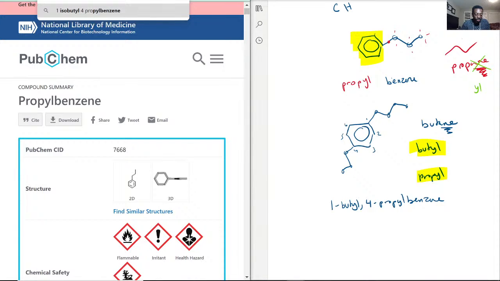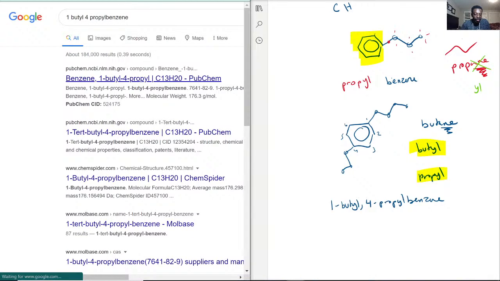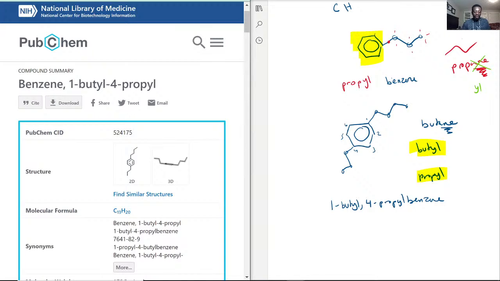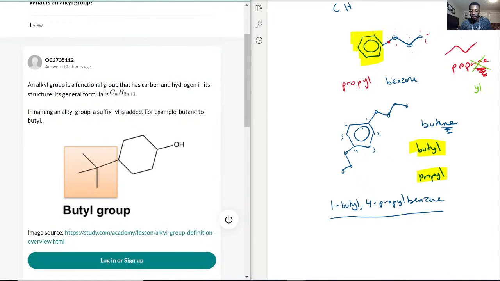I don't want isobutyl because that's a little bit of a different one. 1-butyl, 4. Yep, there we go. It has the longer part on top and then the shorter part at the bottom, but exactly 1-butyl, 4-propylbenzene. But that right there is just an example and breakdown of how these alkyl groups work. Make sure that you don't forget about the YL at the end. That is the key part about this.